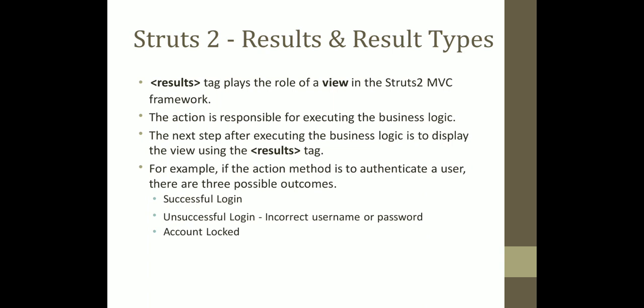For example, if the action method is to authenticate a user, there are three possible outcomes. If you want to check the authentication of a user, there are three chances: a successful login; an unsuccessful login, like an incorrect username and password, which is the second possibility; and third, after many incorrect username or password attempts, the account will be locked. So these are three possibilities that can occur while authenticating a user.